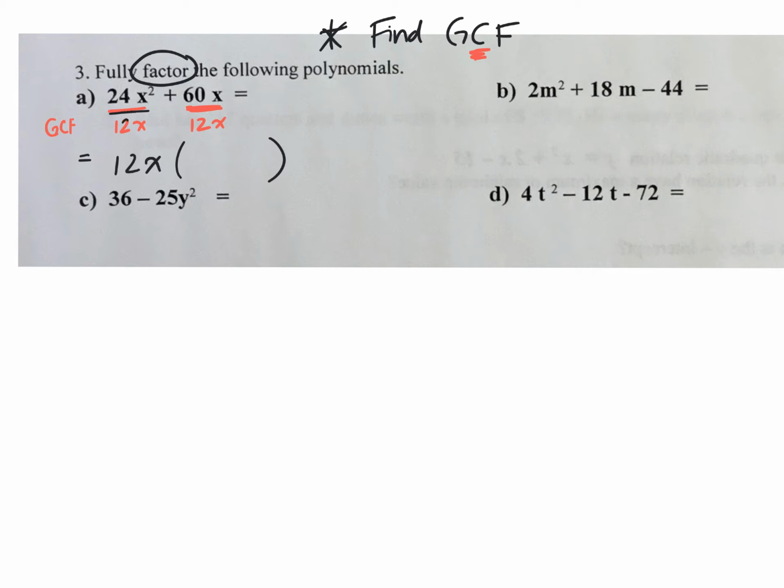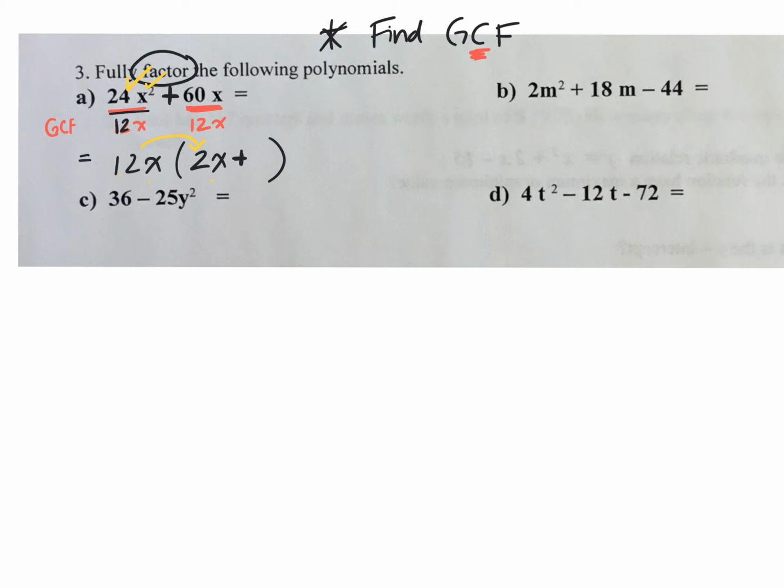What's 24 divided by 12? 2. And then what's x squared divided by x? X. Do you agree that if I were to go back and multiply that, 12 times 2 is 24, x times x is x squared. It works, if you want to go backwards, right? The next thing we do now is we do the 60, so it's a plus, right? Plus.